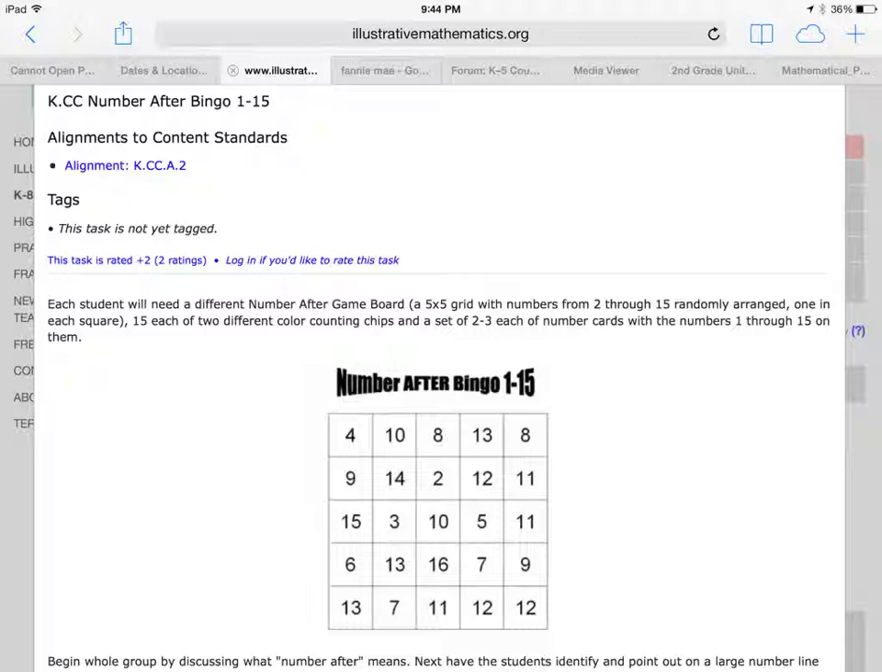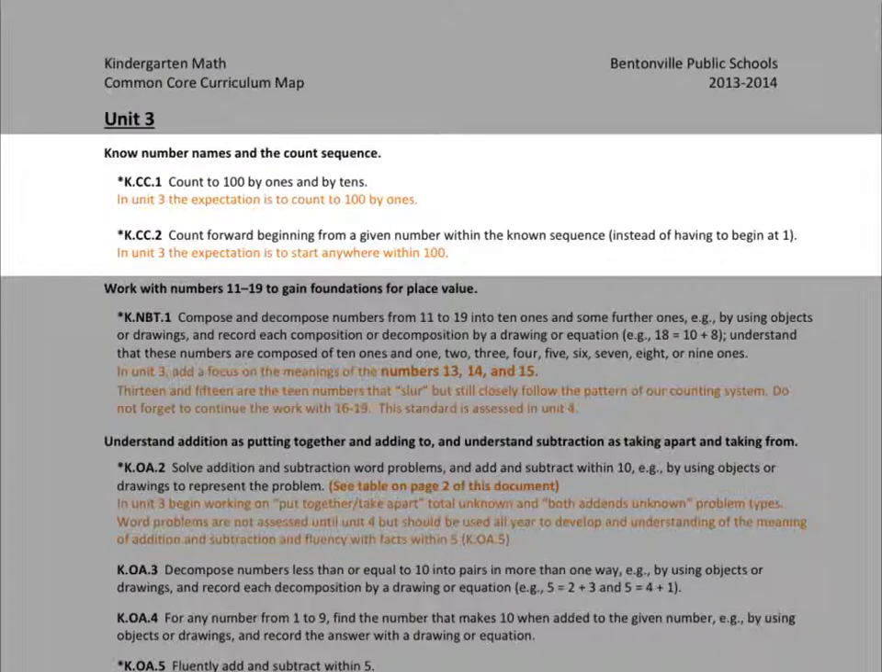For instance, here's an activity called Number After Bingo. This one is found on illustrativemathematics.org. Activities like this one engage students in identifying the next number in the counting sequence by focusing on the number after any given number. Another practical way to get students to practice this skill would be to interrupt them during counting collections. Ask them, how many have you counted so far? And once they're able to respond to that question, say, okay, good job, keep counting. This will give them the opportunity to practice counting on from any given number within the sequence.